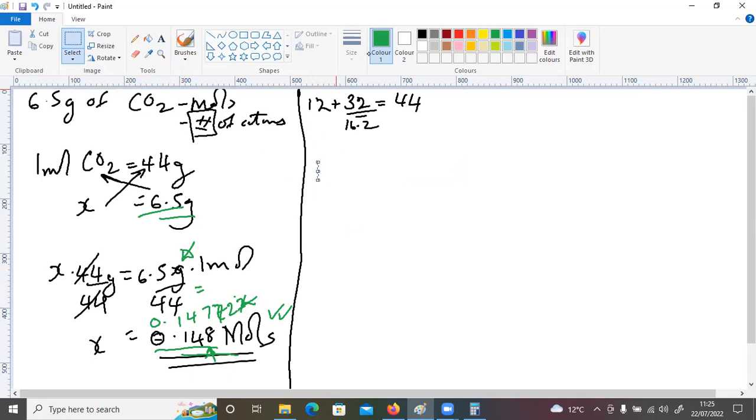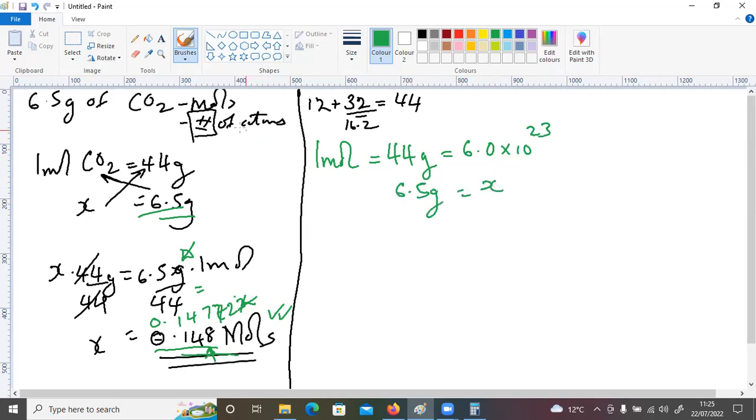I'll say 1 mole is equal to 44 grams, and it contains 6.0 times 10 to the power 23. What about 6.5 grams? How many? It's saying atoms, which is what we are going to find. So our answer will be 44x equals 6.5 times 6.0 times 10 to the power 23, divide by 44 on both sides, and then we cancel it like that.